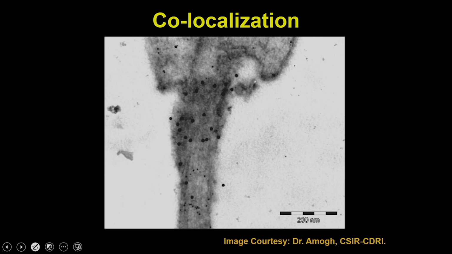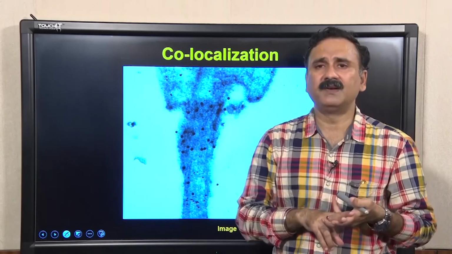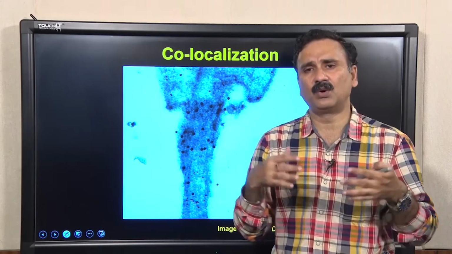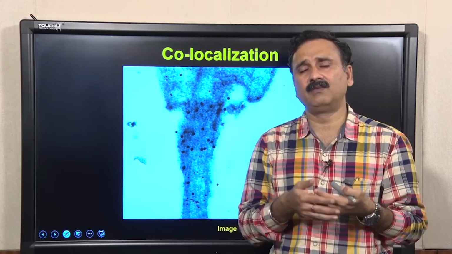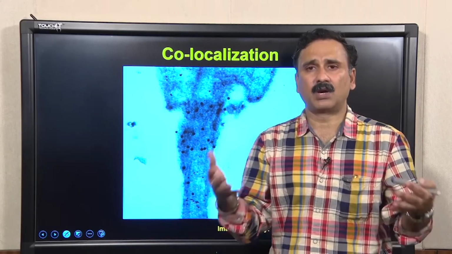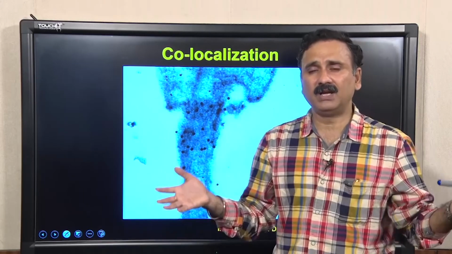Now, you can use the transmission electron microscope even for co-localization studies. If you remember when we were discussing the fluorescence microscope, I said that you can use two different sets of secondary antibodies to localize protein A and protein B, and you can ask whether protein A and protein B are co-localizing to each other or not, whether their localization is different and all that.